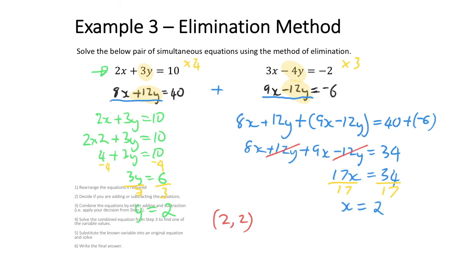So that, on the Cartesian plane, is where those two lines are going to intersect. So that is an example of how I can use the elimination method to solve a set of simultaneous equations.